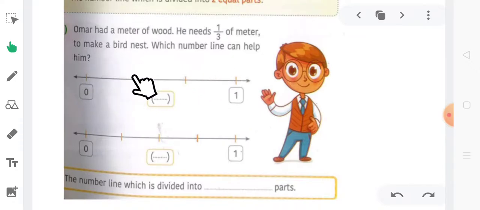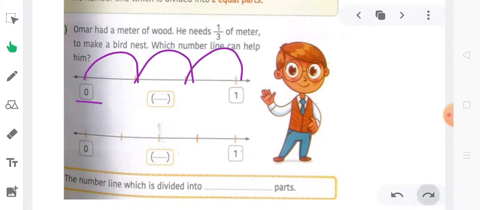This is the first jump, the second jump, the third jump. Make sure we have 3 in the bottom. So the first jump, second, third. Okay, so this is how we convert the benchmarks into a fraction, and this is 3 over 3. So this is the first number line that represents the third. So this is the correct one, the number line which is divided into 3 equal parts.